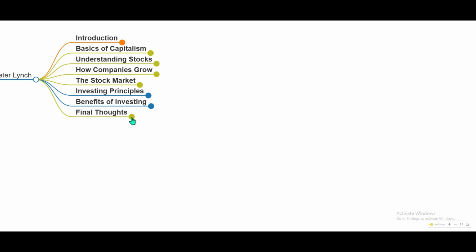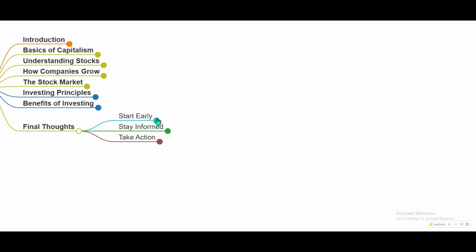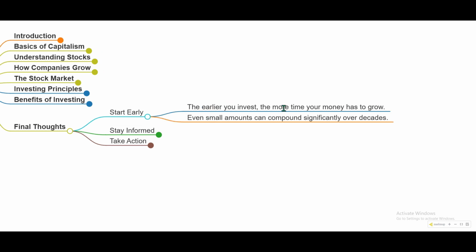Now what are the final thoughts? Here the author says that you should start as early as possible, otherwise compounding will not be as effective. The earlier you invest, the more time your money has to grow, and the more time it has, the more exponentially it will grow. Even small amounts can compound significantly over decades. Your small amounts, for example your 1000 rupees, your 2000 rupees, will grow into crores in 2 to 3 decades if invested in a disciplined manner.